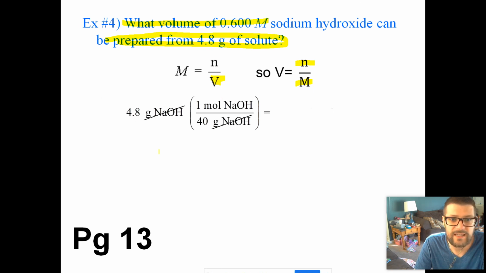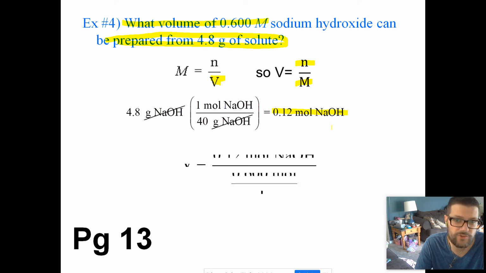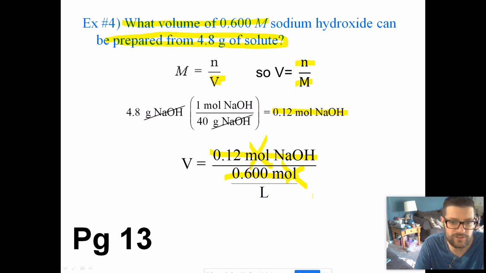So we're going to take the number of grams and convert it to moles first, because again, you've got to work with moles in this. So we divide by the molar mass. That tells us how many moles we are starting with. So if we have 0.12 moles and we want to make 0.6 molar, we're going to divide them. The moles now are going to cancel out, and we'll be left with 1 over liters, which is liters. That'll tell us the volume we can make, which is 0.2 liters. So we can make 200 mLs of this.